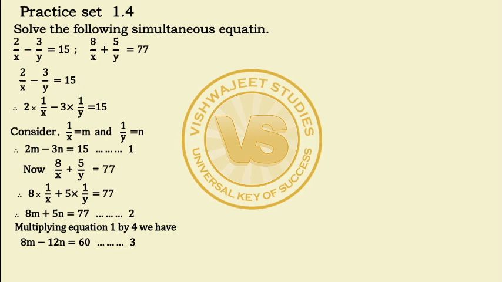Now equation number 3 is nothing but the converted form of equation number 1. So we are not considering here equation number 1, only considering equation number 2 and 3. Now if you see, the coefficients of variable m of equation number 2 and 3 are the same, that is 8, and both have plus sign. To eliminate it, we are going to subtract. So now subtract equation number 3 from 2. For that, write equation number 2 first as 8m plus 5n is equal to 77.